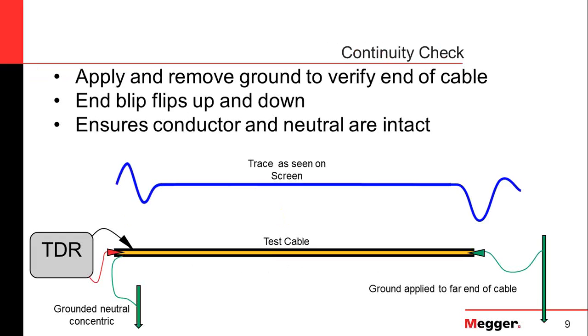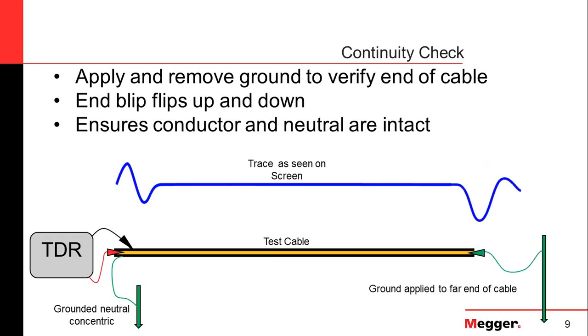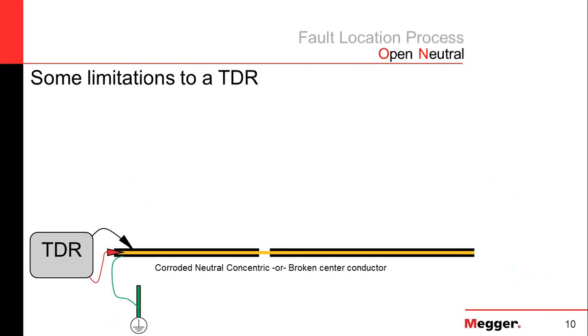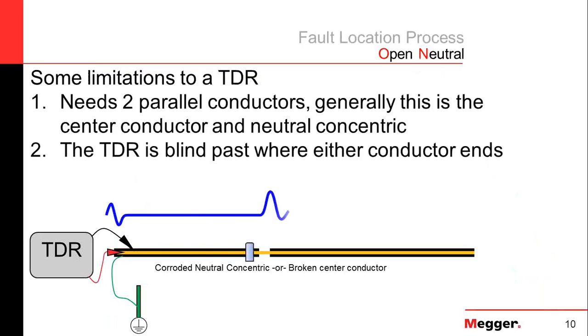If we go back to the prior slide, this would be where we may go to the far end and put a ground on and off to verify whether we are truly seeing to the end of the cable. And in this case, where one of the conductors is broken, we would never see this end marker here bump up or down, because literally the radar is blind to the far end of the cable.